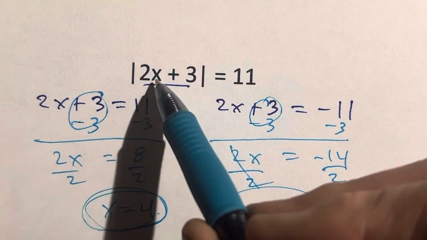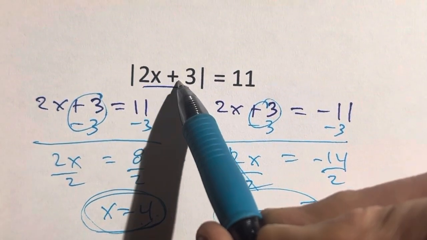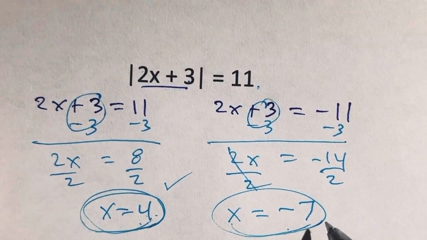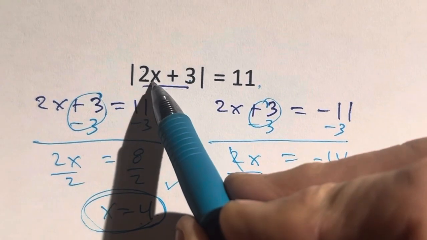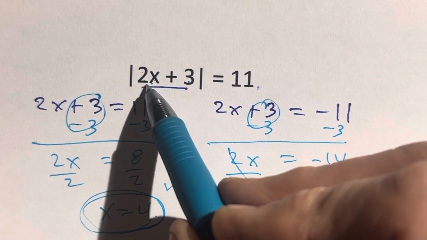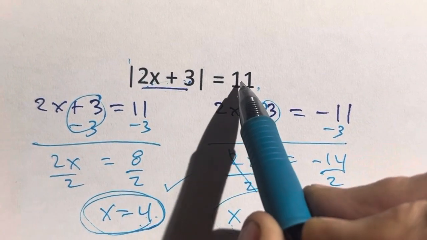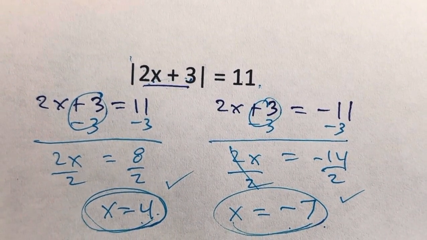But if I put these in, 2 times 4 is 8. 8 plus 3 is 11. The absolute value of 11 is 11. That one works. If I do -7, 2 times -7 is -14. -14 plus 3 is -11. And the absolute value of -11 is 11. So both answers work.